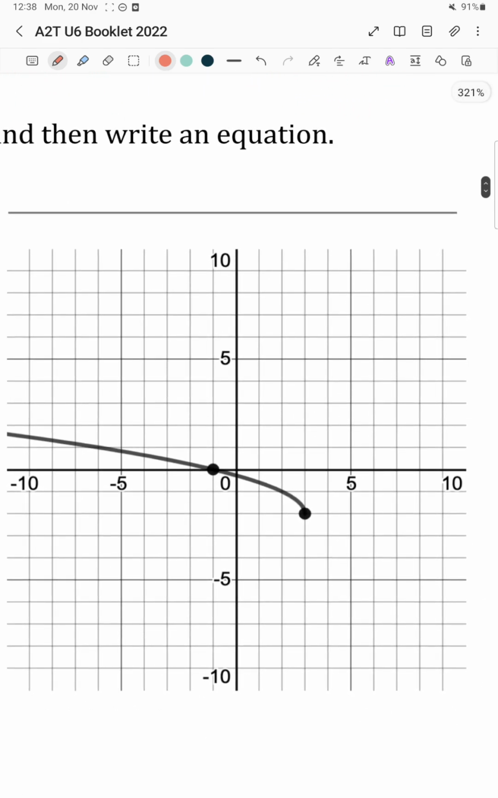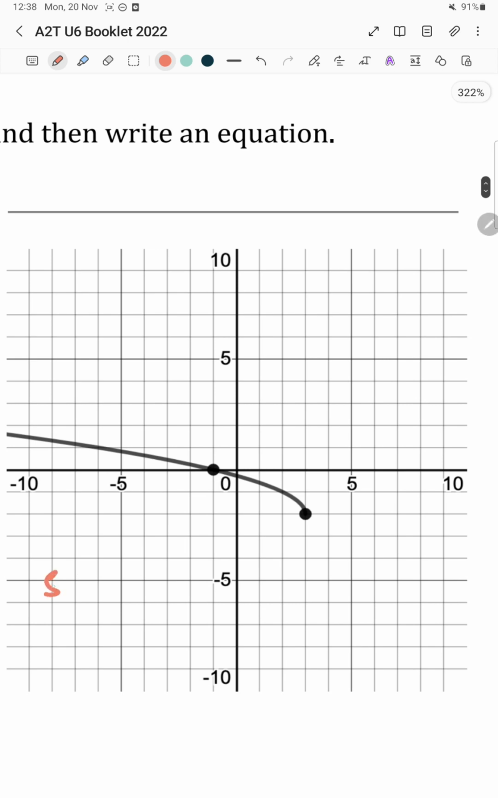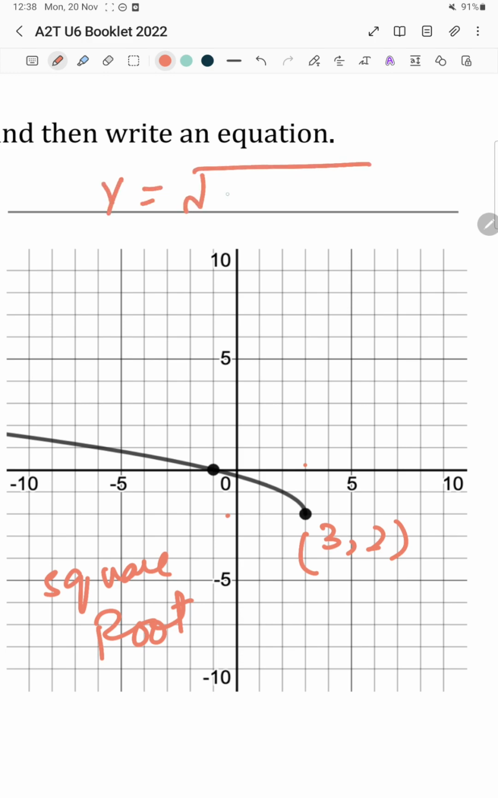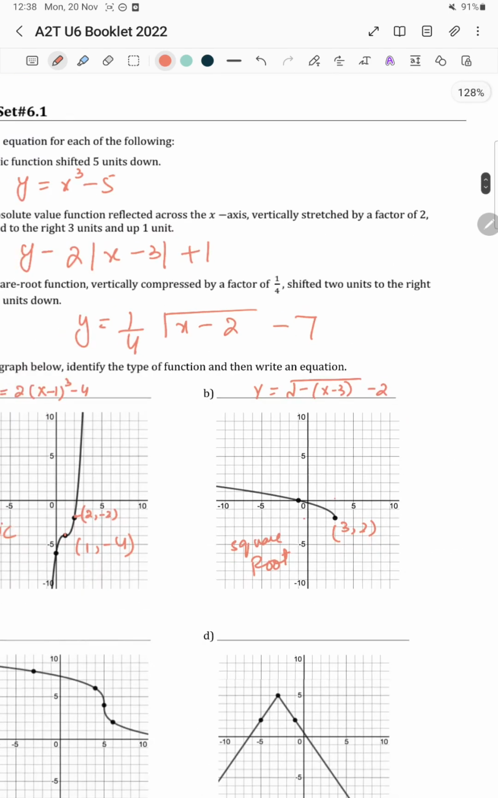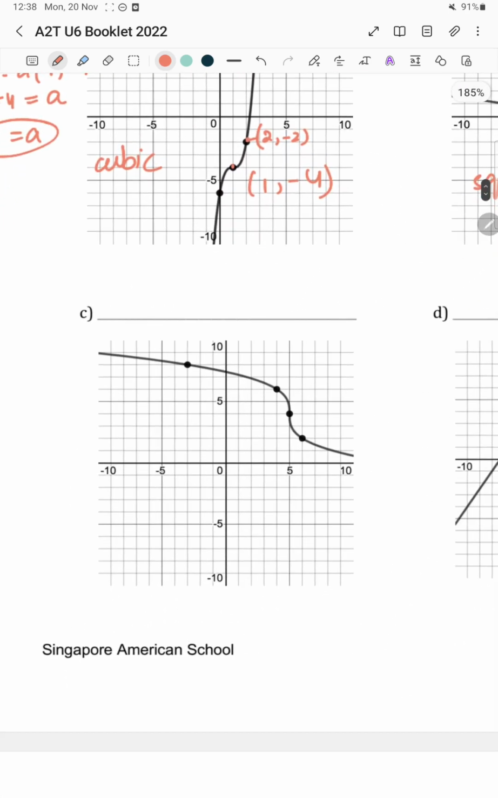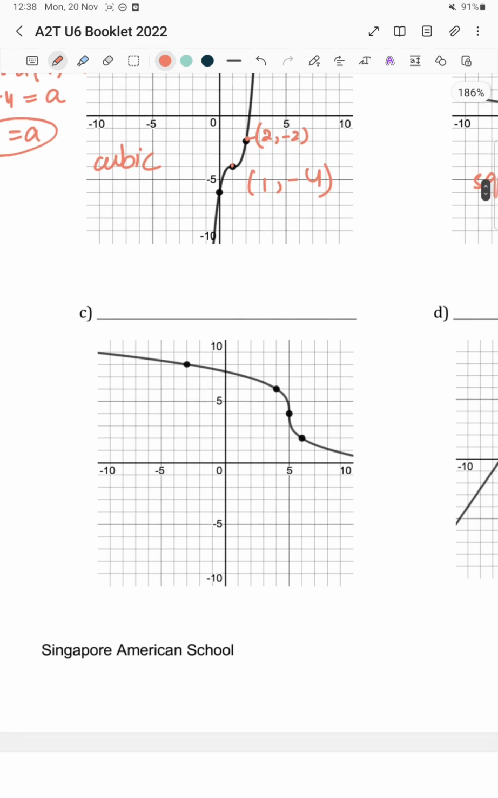Which one this function is? This is a square root of x. Initial value is 3, 2. This function, cube root function. This is cubic function and this is cube root function. Okay, so the center point is this.